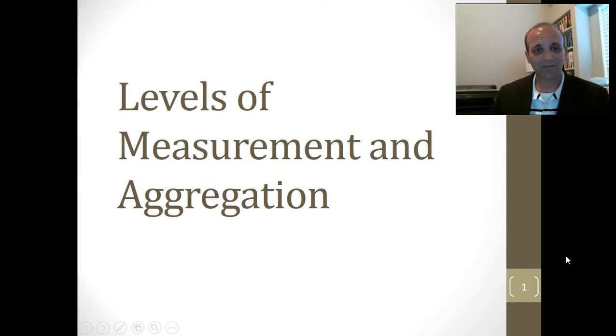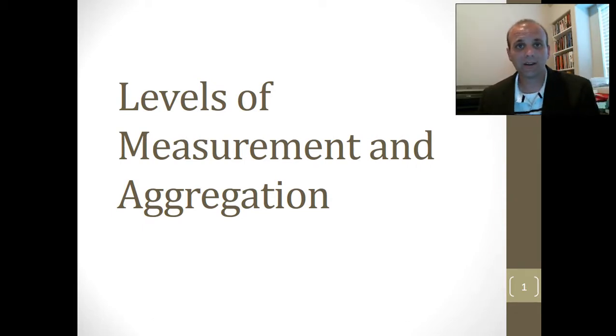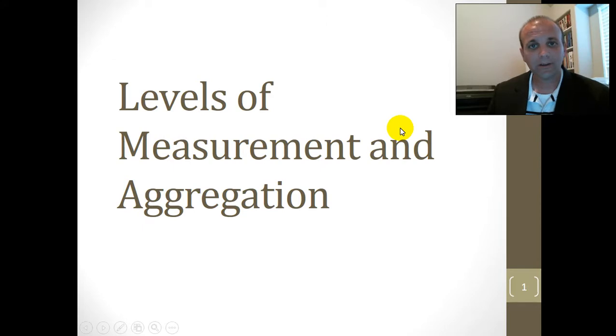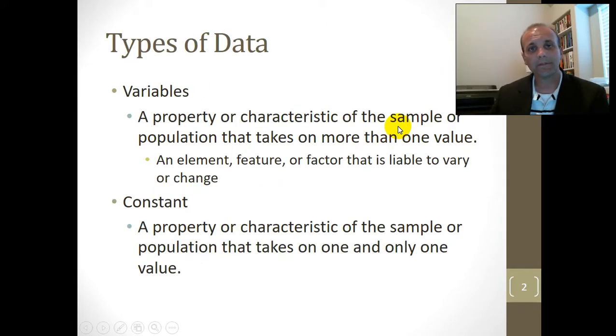But today we're just going to briefly cover levels of measurement and aggregation, consistent with chapter 2. Chapter 2 really discusses variables, and hopefully y'all know what a variable is. To some degree, a variable itself varies. So that's the underlying term right there. It's a property or a characteristic of a sample or population that takes more than one value.